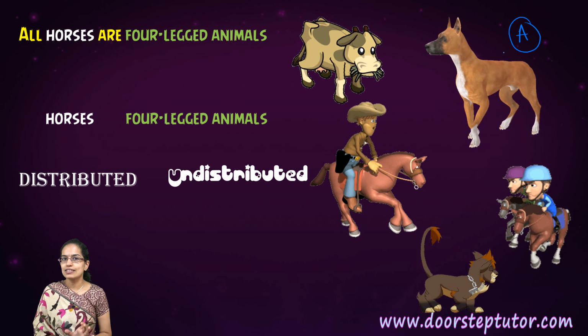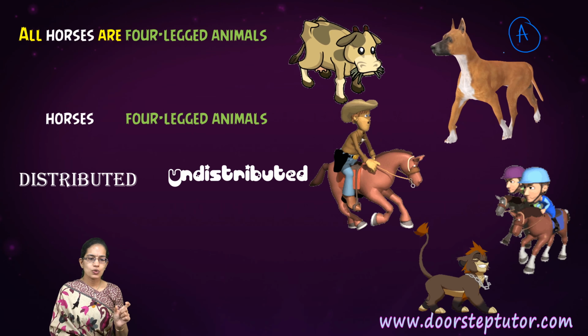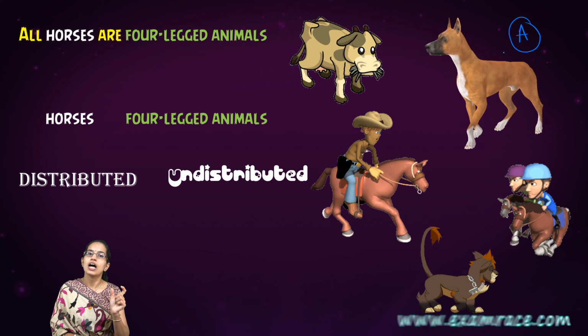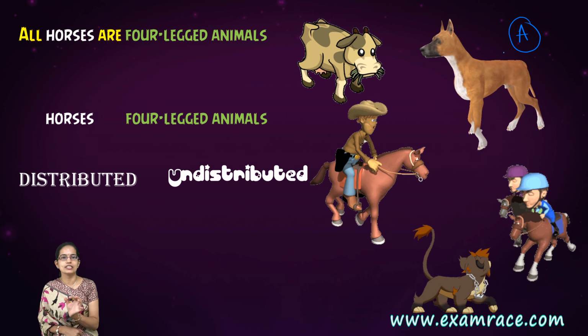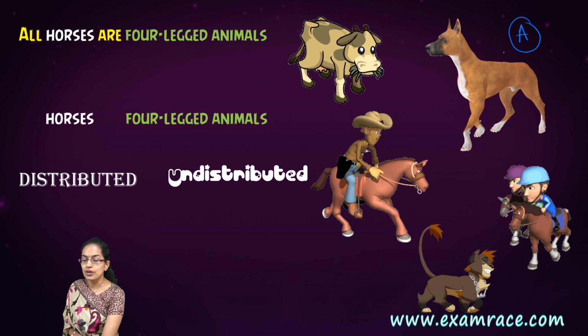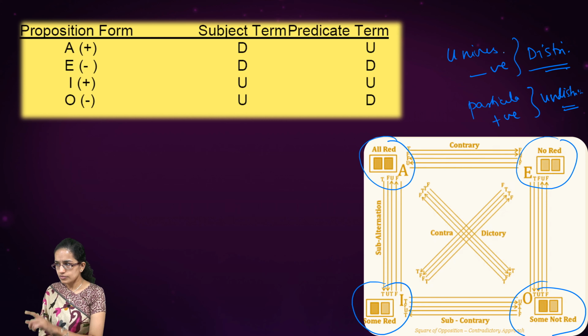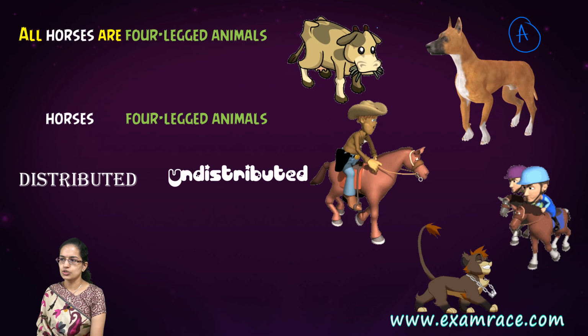Now four-legged animals is the predicate. So here you have the predicate, which is undistributed, and horses, which is the subject, is distributed. So when I go back to the first slide where you have the A logic, this A says that the subject is distributed and the predicate is undistributed. So that is what we have understood in a while.